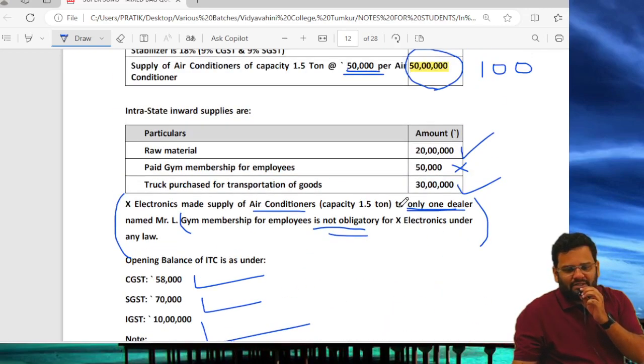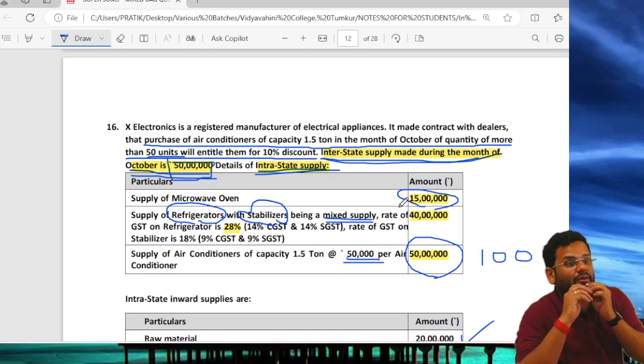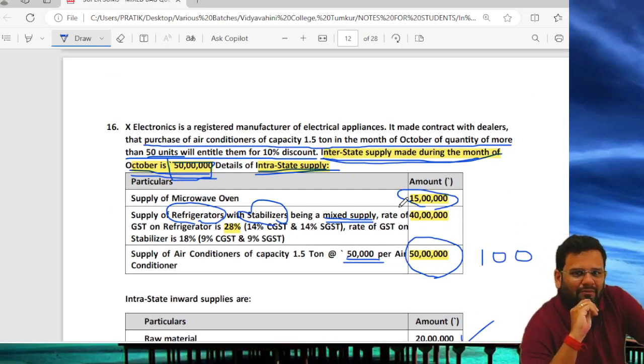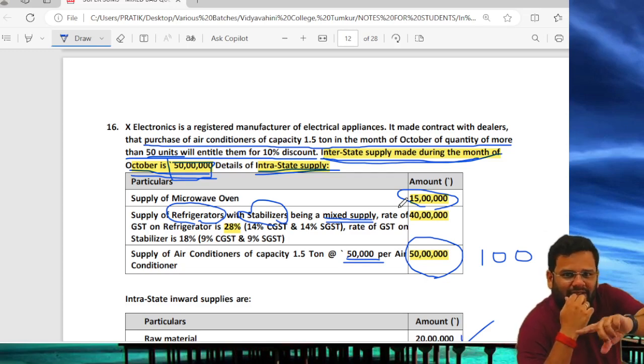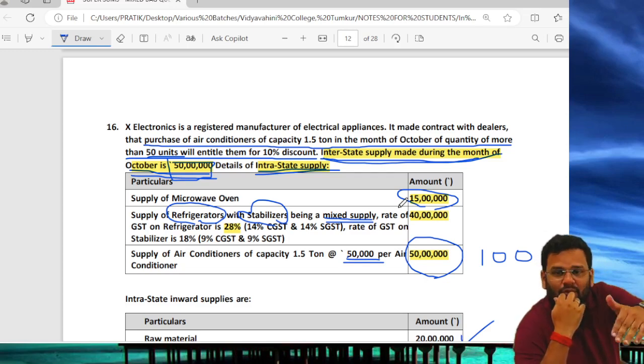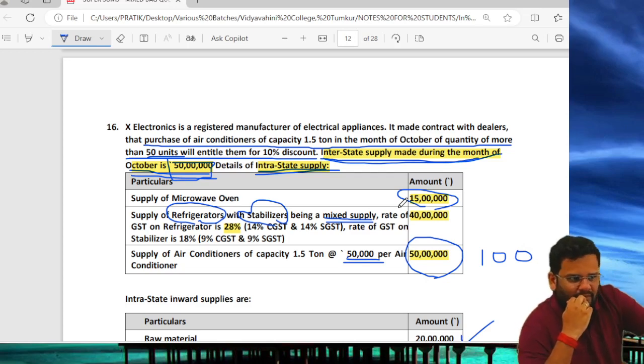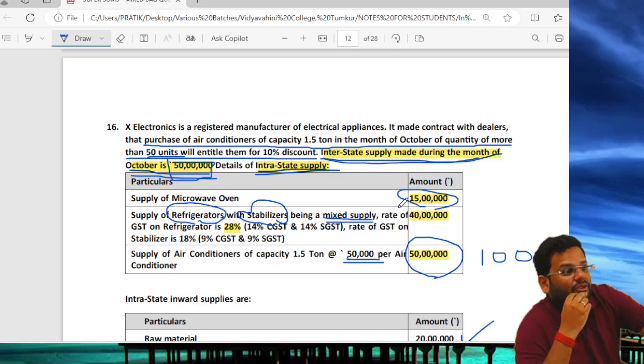So can we do it step by step? What will you first like to do? Assessable value you will like to do first? No problem. Let's do it. Give the heading. But many students are feeling that assessable value is already given. So that one adjustment we have to do. 50 lakh minus discount of 10%. Okay, no problem. So what we will do, can we combine calculation of assessable value and output tax payable? That will be making more sense.